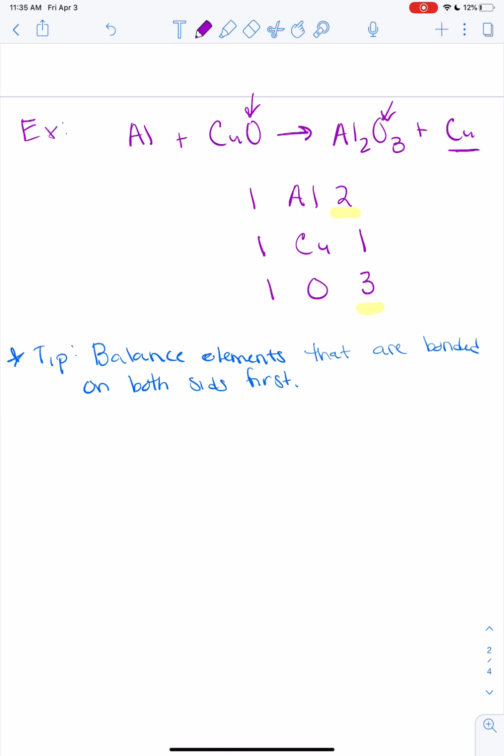So I have 3 on the right, and I want to have 3 on the left. I have 1 right now, so I'm going to multiply it by 3. So I put a 3 in the front. 3 times 1 is 3.